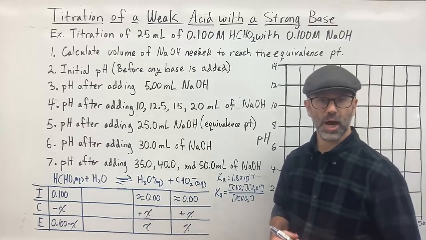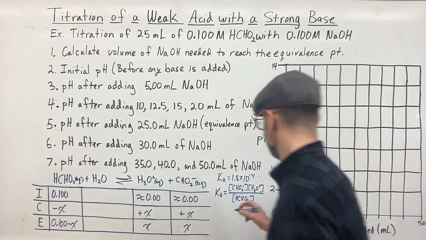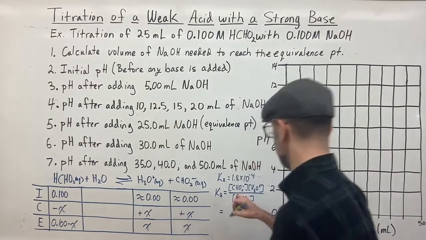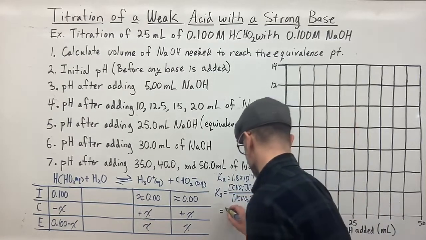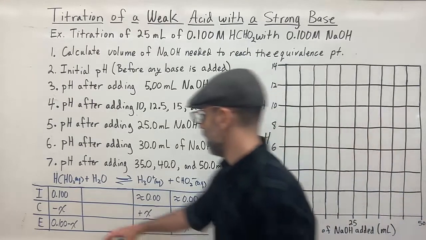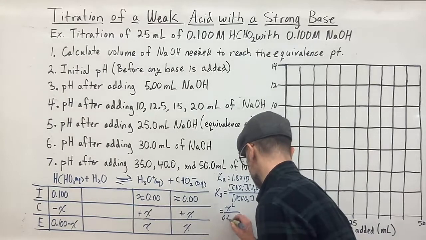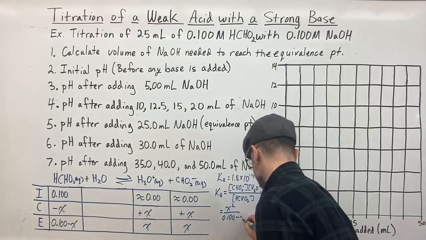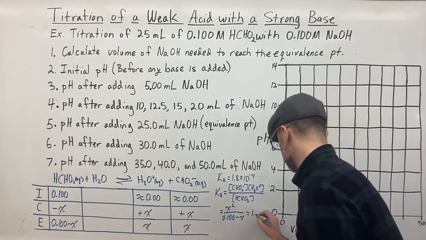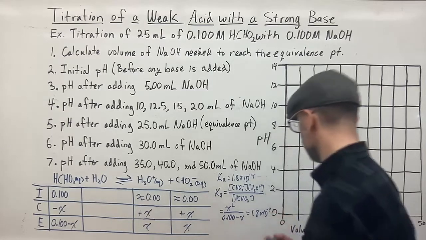And so all we need to do is put in the equilibrium expressions. We can try the X is small approximation and see what we get. And so we'll do that. So we plug in these values. So we plug in X and X, so that's X squared. So X squared over 0.100 minus X is going to be equal to 1.8 times 10 to the negative 4.